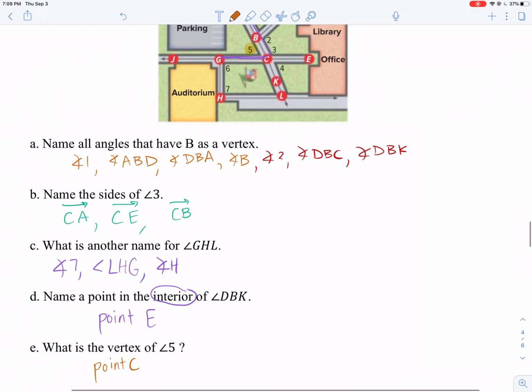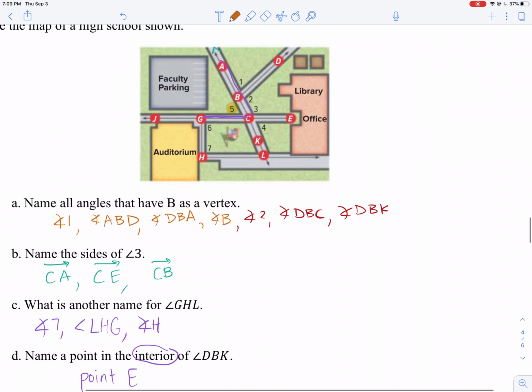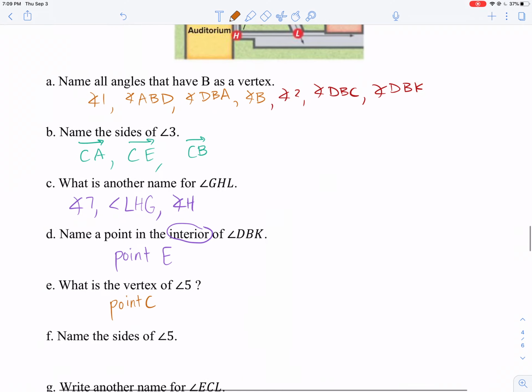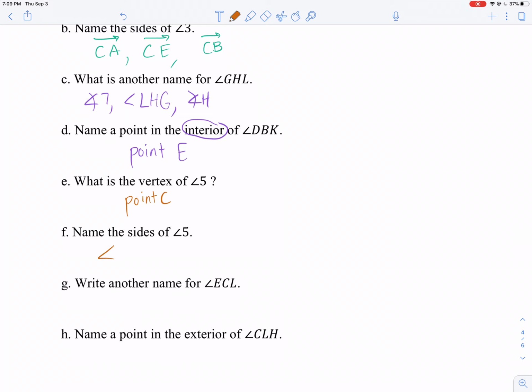For F, name all the sides of angle 5. So we're going to look here. So we're still at angle 5. I want the sides that are going to be here. So when we talk about our sides, we're going to have sides CA, with C as our endpoint, CG, and then we also have CB, could be a side, or CJ. Those are all options. They all have C as that endpoint.